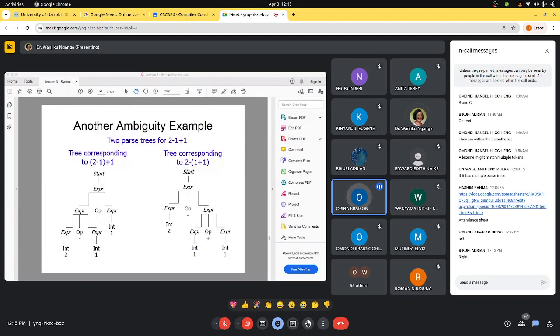Addition and subtraction have the same precedence. So I think the one that appears first is the one that should be executed first. Okay.